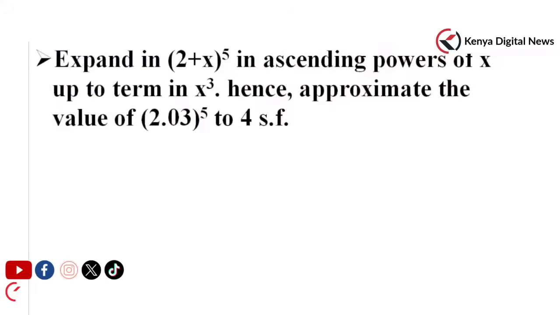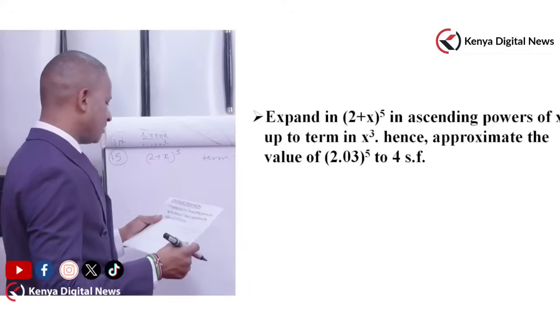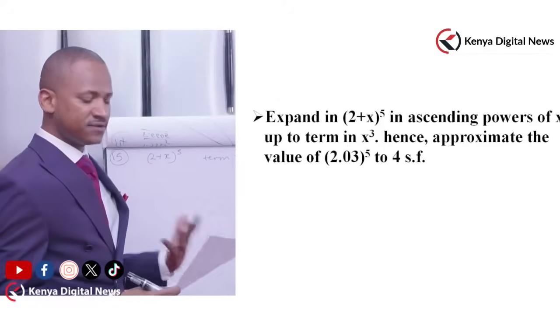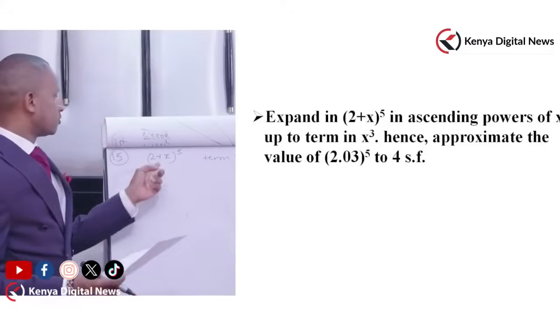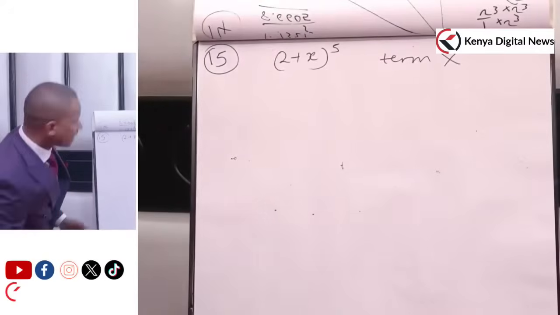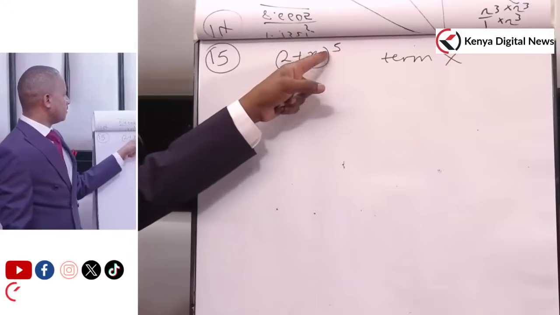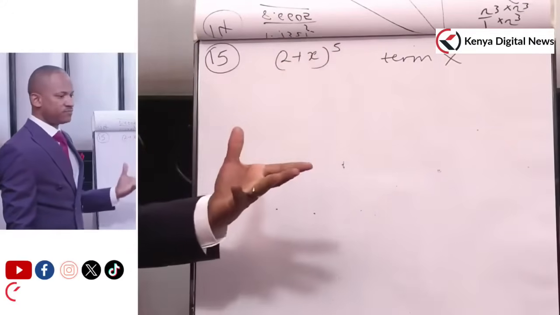Expand 2 plus x raised to power 5 in ascending power of x up to the term, be careful about these terms, the term x cubed. Hence, approximate the value of 2.03 raised to power 5 to 4 significant figures. So this value you are told to expand up to the term x cubed. But we have 2 plus x raised to power 5.